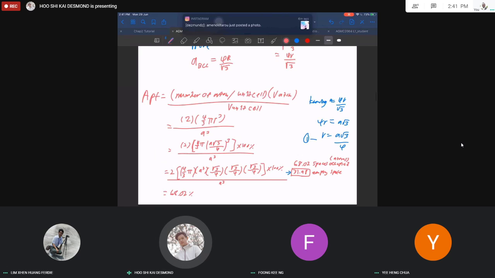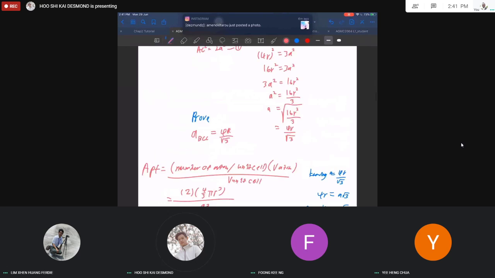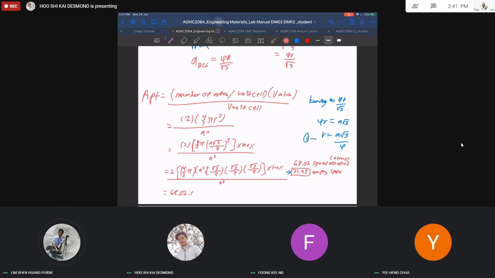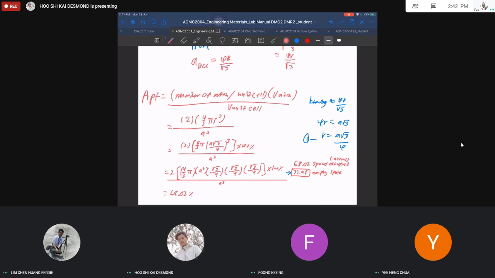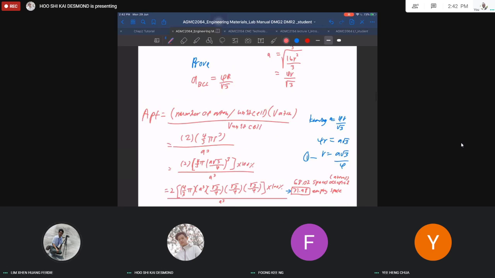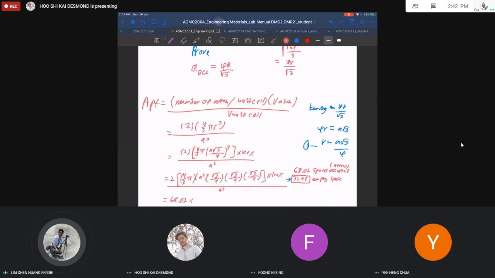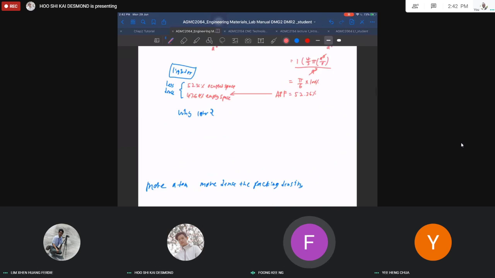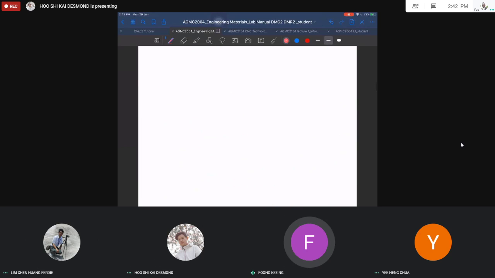I have to find the volume of each atom. So it's type 4. Wait. Normally we find one atom is using one sphere. This one got four atoms, right? Don't find the APF first. Find the answer to question 5B first. Then slowly we go to the APF.